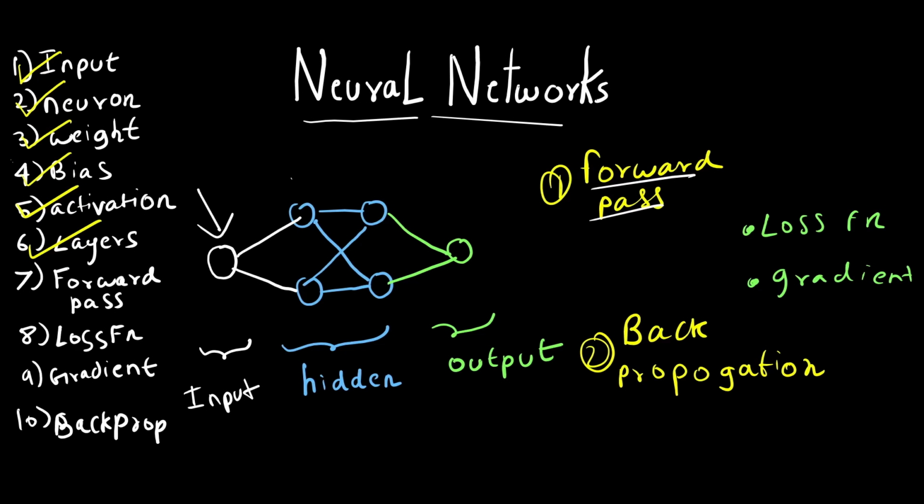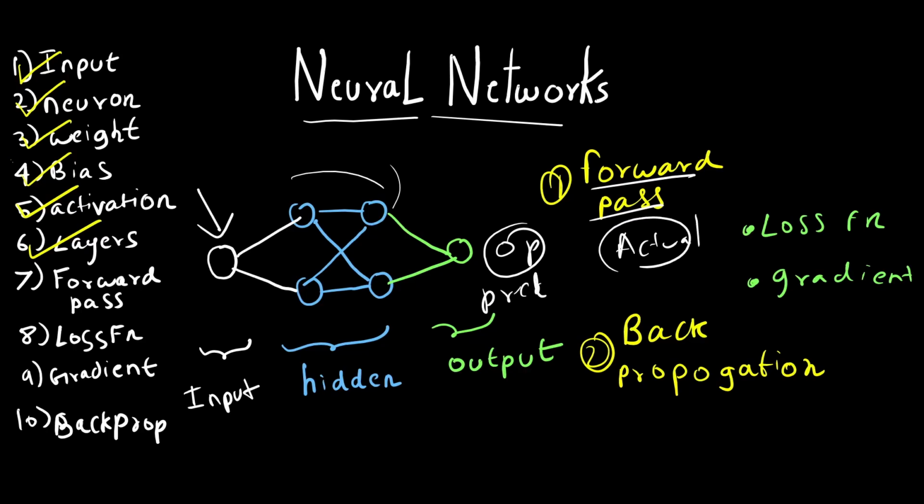After passing through, we get an output value, which is the predicted value of the neural network. Next we have the actual value. We need to measure the loss, how different the actual value is from the predicted value. For that, we need a loss function, which calculates the error and measures how wrong the prediction is. High loss means the prediction is far away from the actual value, and low loss means the prediction is close to the actual value.